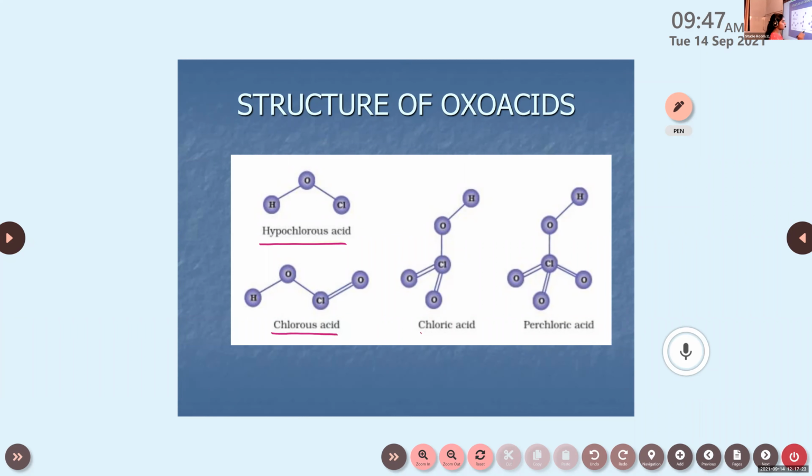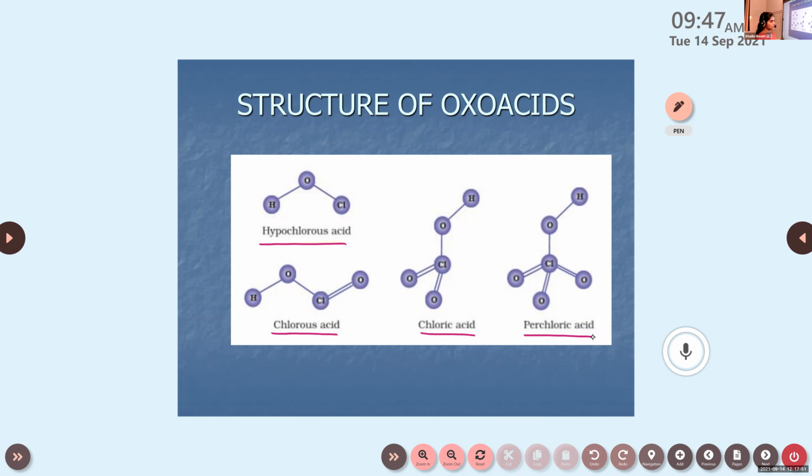The next one is chloric acid. You can see one chlorine, three oxygen atoms and one hydrogen. The next one is perchloric acid. So these are the oxo acids of halogens: hypochlorous acid, chlorous acid, chloric acid, perchloric acid. You must be familiar with the structure of all these oxo acids of halogens.